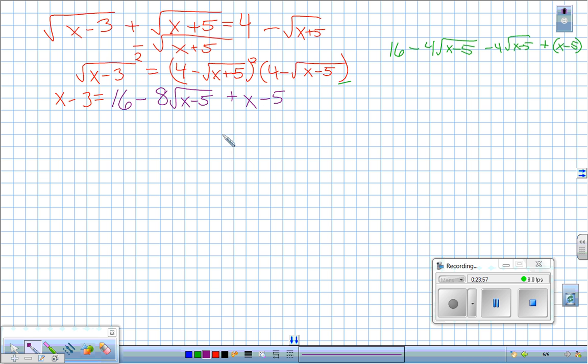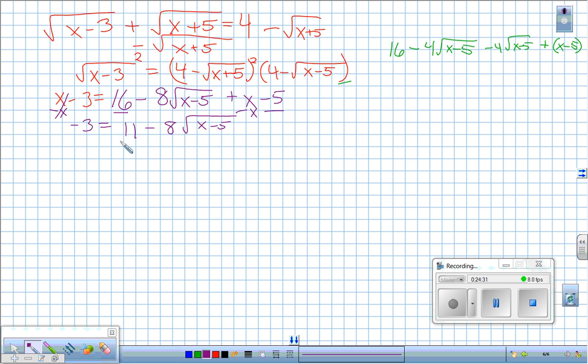Okay, I'm going to get all my x's and all my other numbers on the other side. I want to get the square root alone by itself, so I'm going to subtract x. So that x will actually add to 0, and on this left-hand side, I'll have negative 3. I'm going to combine my like terms over here. I have a 16 and a negative 5 that are like terms, so I'll have 11 minus 8 times the square root of x minus 5.